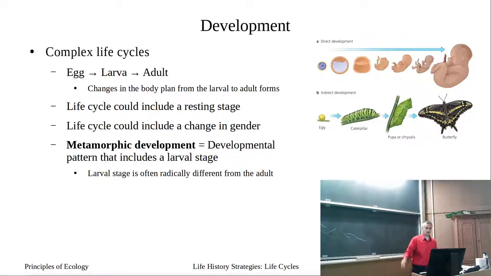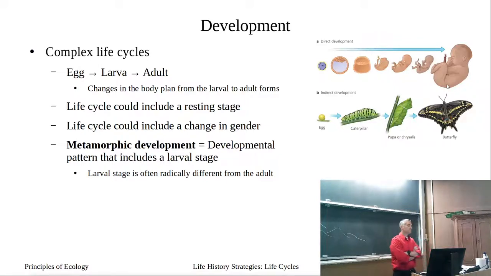So in our indirect development, I believe this is from our textbook, you can talk about butterflies and moths. You have a caterpillar. That's our larval stage. It looks nothing like the adult. It looks absolutely nothing like the adult. That's a form of complex life cycles.